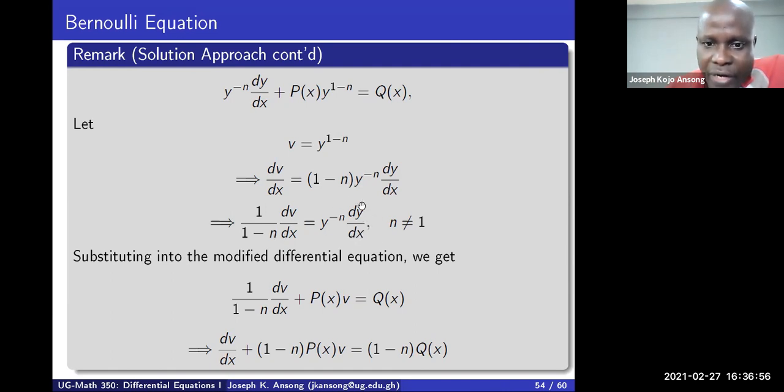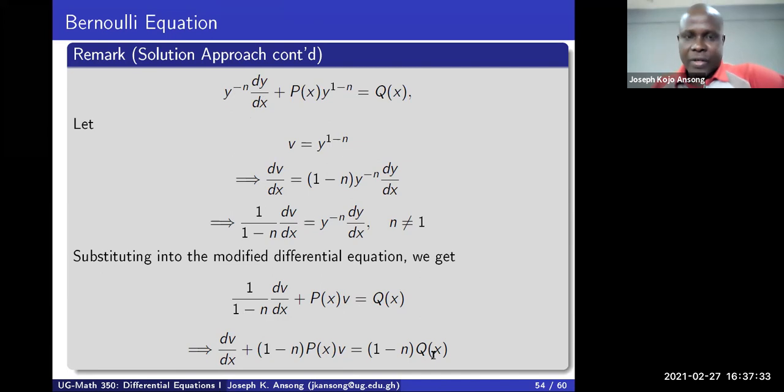Note that the expression on the right-hand side, y to the negative n dy/dx, is the same as what we have here on the left. So I can basically replace this by what I have here. And note that we said this should be v. So if I do the replacement, the equation now becomes 1 over 1 minus n dv/dx plus p(x) times v, which is equal to q(x). If I multiply through by 1 minus n, I'm going to have this equation here.